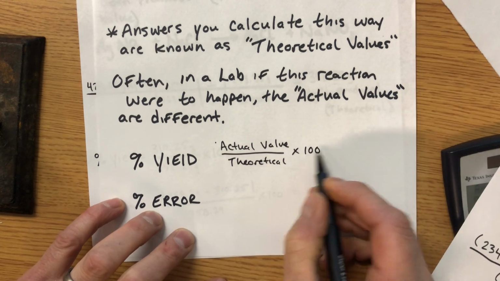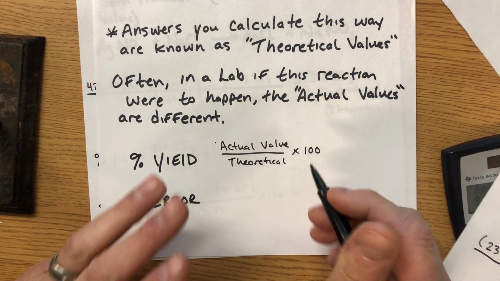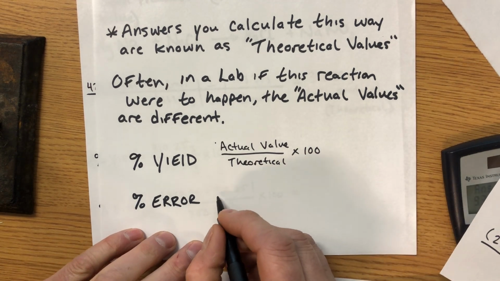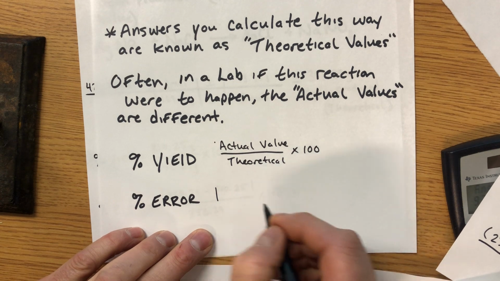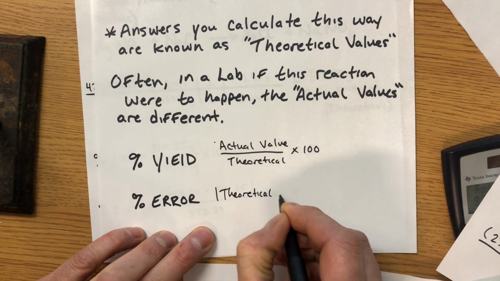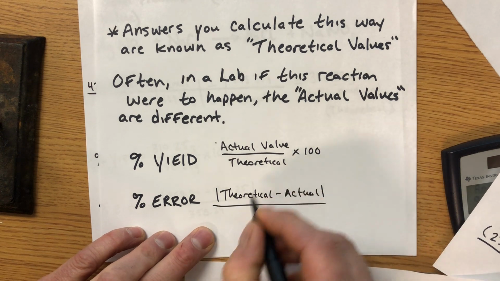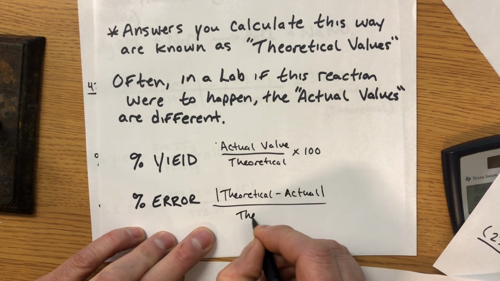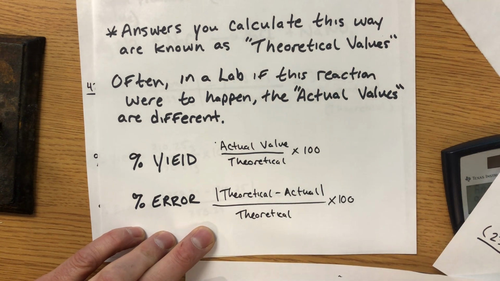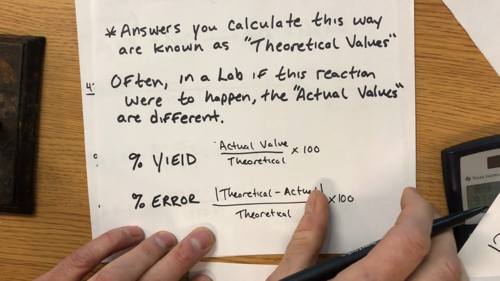Okay, so this will give you how close to the theoretical value you were. And then your percent error. We've worked with this before. We're going to take the absolute value of the difference between the theoretical and the actual values, and then divide that difference by the theoretical value, and then multiply it by 100, and that gives you a percent error. Okay, so let's do a problem that involves these calculations here.